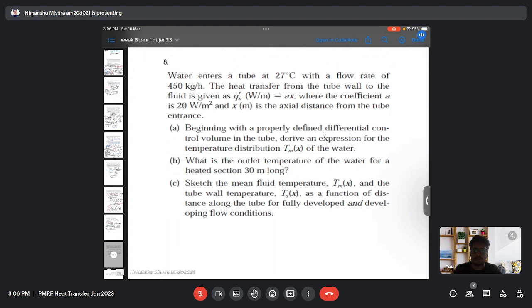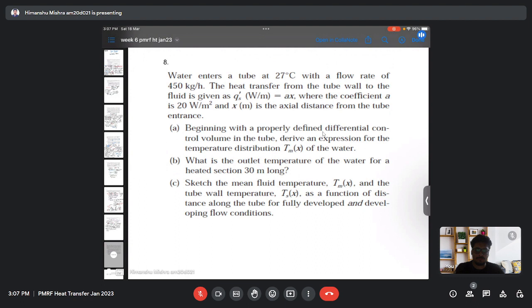So, hello everyone. I am Himanshu Mishra, and this week I am going to solve problems related to internal convection heat transfer. Basically, we will look at some problems related to pipe flow, and solve some problems based on the heat transfer inside the pipe flow. We will be using several conditions like constant heat flux and constant temperature conditions, and then we will be using turbulent flow field and laminar flow field conditions inside the pipe flow.